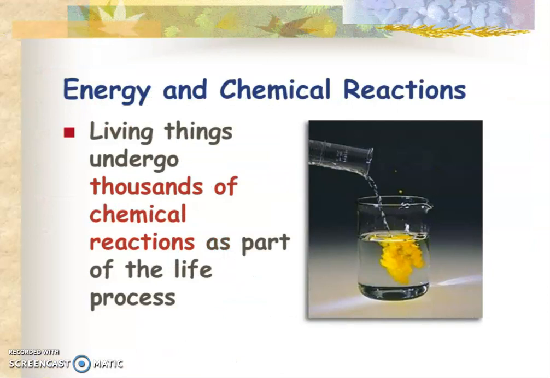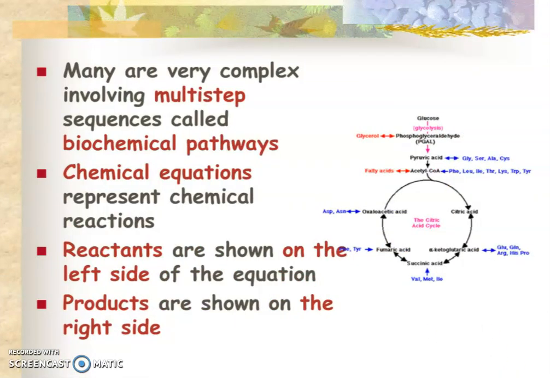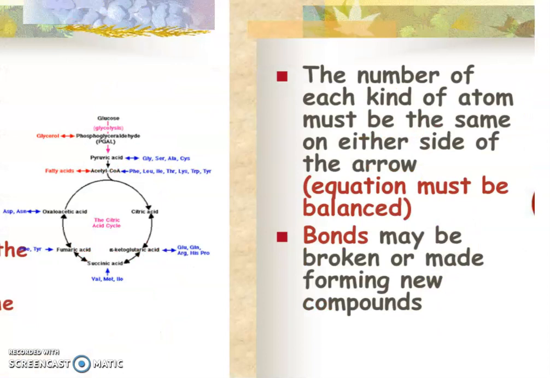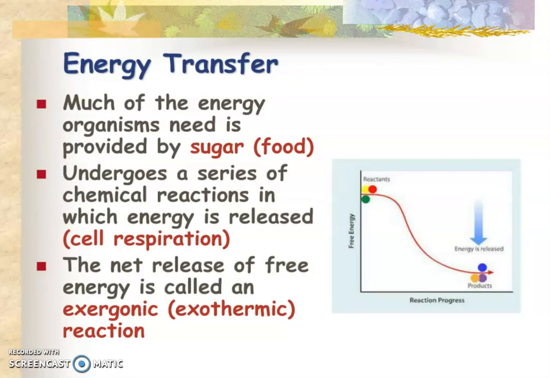Living things undergo thousands of chemical reactions as a part of the life process. You can see the precipitation reaction. Many are very complex, involving a multi-step sequence called a biochemical pathway. A chemical equation represents a chemical reaction. Reactants are shown on the left side of the equation and products are shown on the right side of the arrow. And these are the multiple steps. The number of each kind of atom must be the same on either side of the arrow. The equation must be balanced.